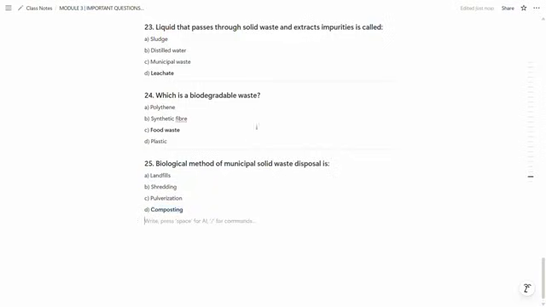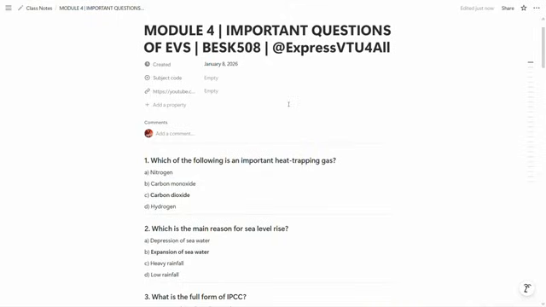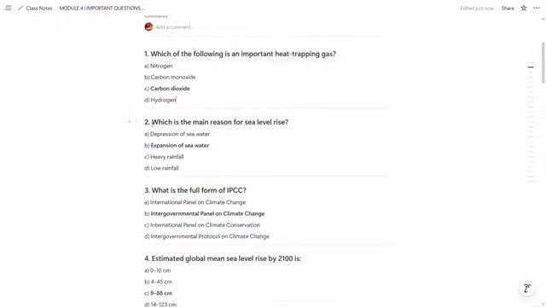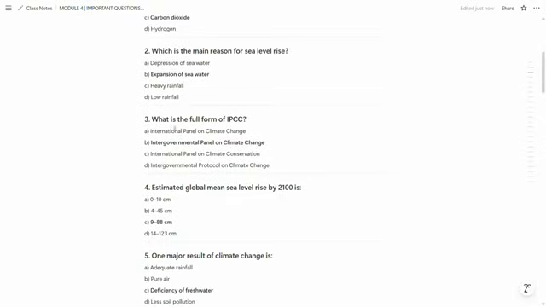Now we will move to module 4. So now we are covering the most important questions from module 4. So the first question is, which of the following is an important heat trapping gas? So carbon dioxide is an important heat trapping gas. So C is the correct answer. Now the next question is, which is the main reason for sea level rise? Expansion of seawater. So B is the correct answer.